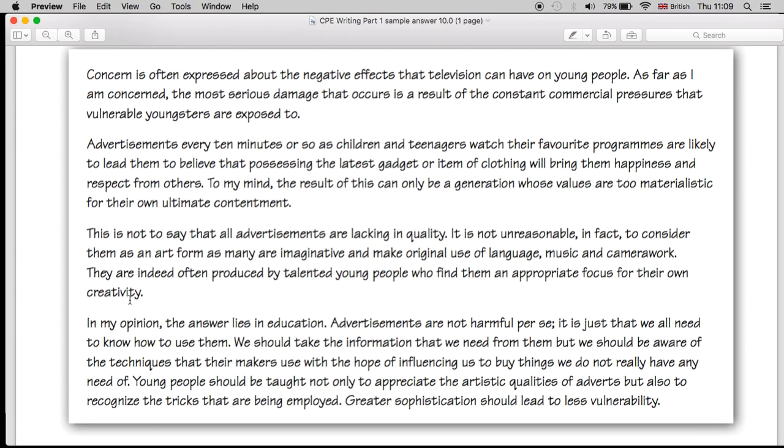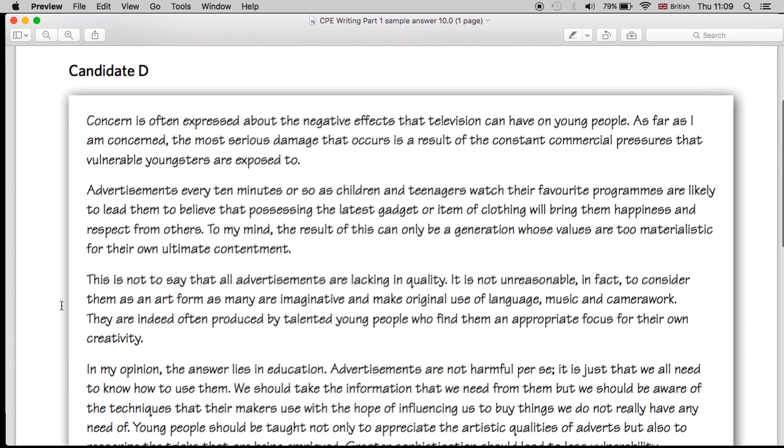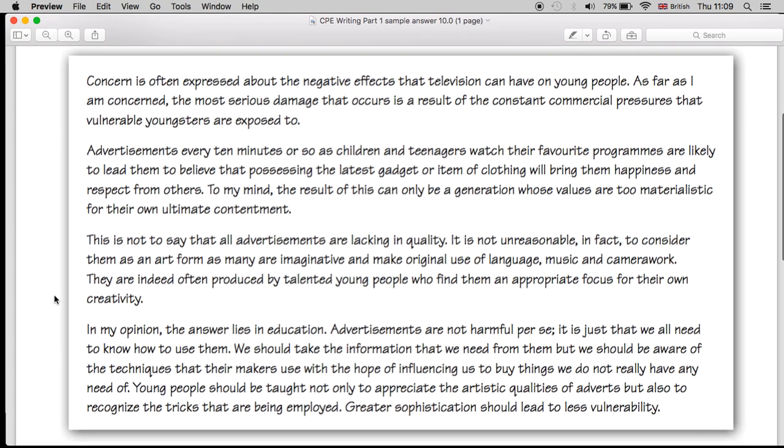Thus, in terms of communication and tone of voice, well, this author, this candidate, has well matched the original tone while also effectively paraphrasing and using their own words. So something like, as far as I am concerned, this is an appropriate academic means of putting forth one's opinion.